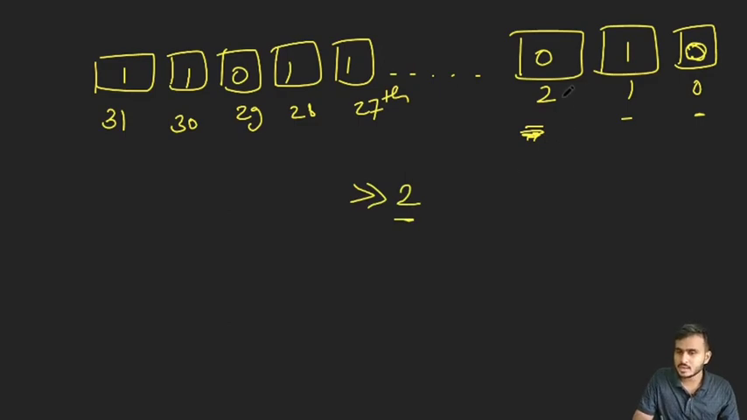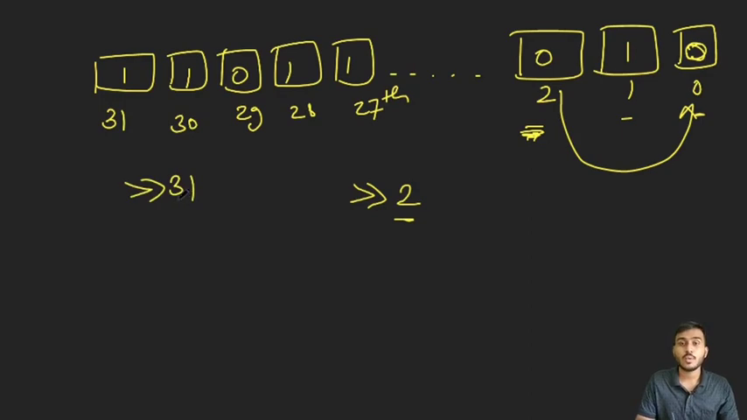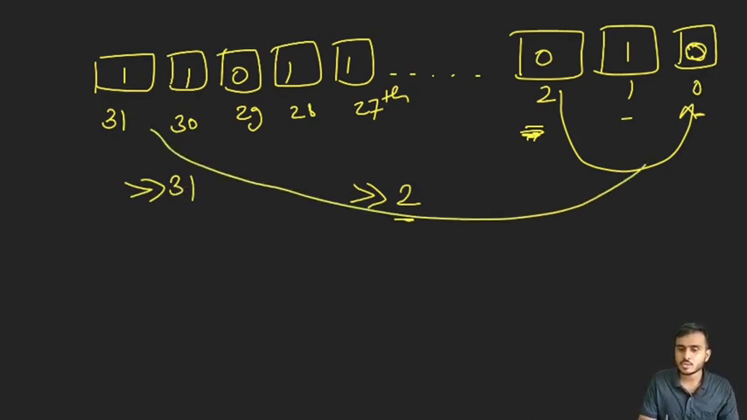This bit will transfer 2 bits to the right, so this bit will basically come over here. Whatever is present in this bit will come at the 0th position. In this case this bit is 0, so this position will be filled with 0. Similarly, if someone asks what is the 31st bit, we can do right shift by 31. When we do right shift by 31, what will happen? This bit will come to this position.